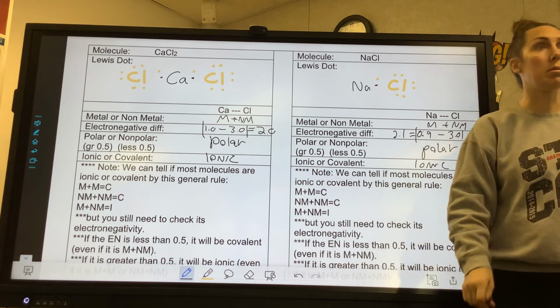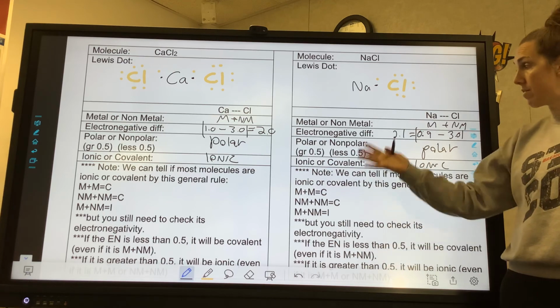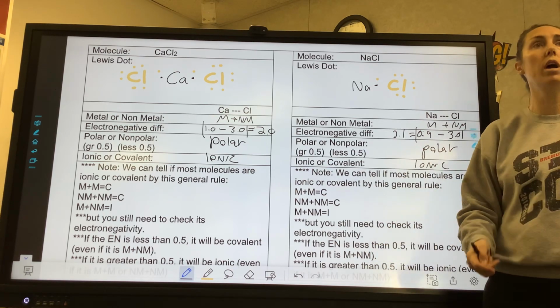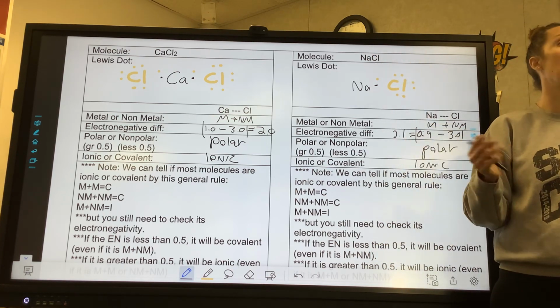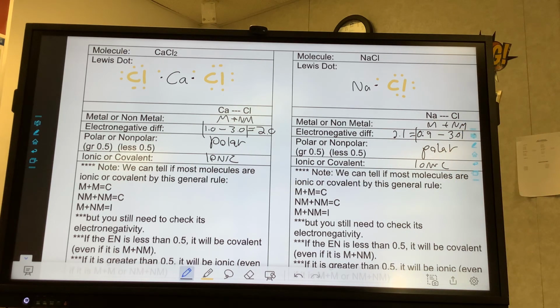Your quiz tomorrow is going to be exactly this. I will even give you the hints here, so you could even have this right here, which is exactly what's on the board. I'm just going to give you different molecules. Okay? Can we use this one? And you'll have an electronegativity chart.